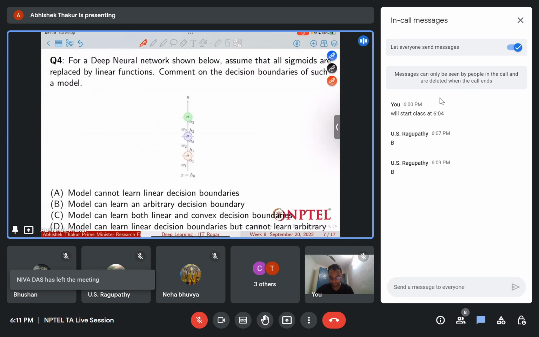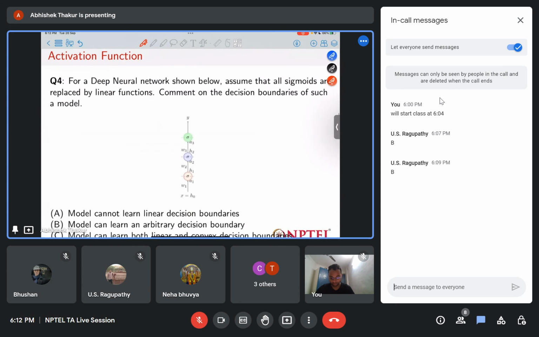Now we'll move on to question 4, which is based on activation function. For a deep neural network shown below in this figure, assume that all sigmoids are replaced by linear functions. Comment on the decision boundaries of such a model. So in this question, all the sigmoid neurons are replaced using linear functions. So what will happen after that?